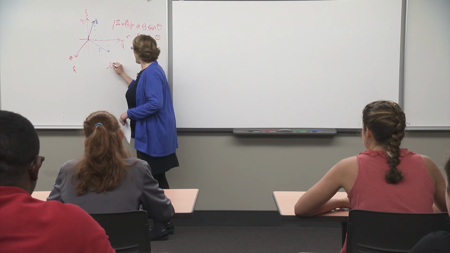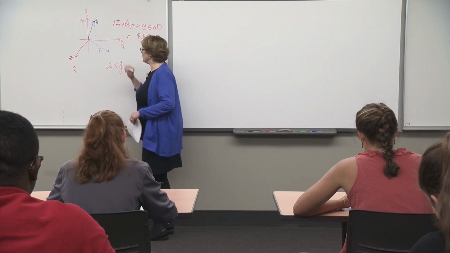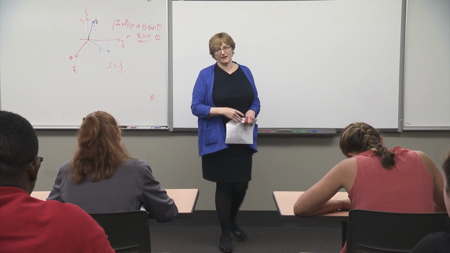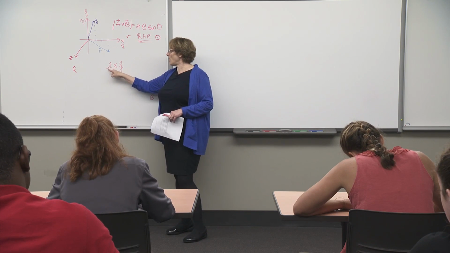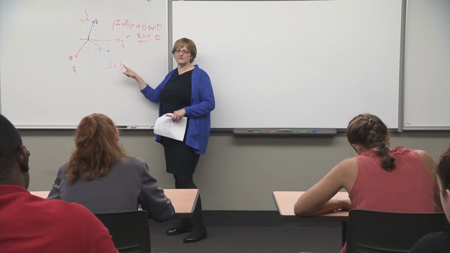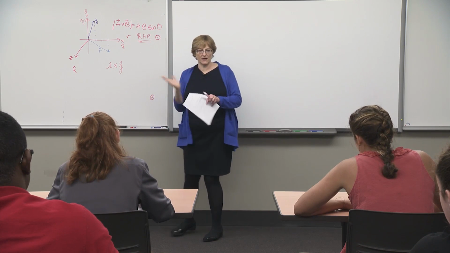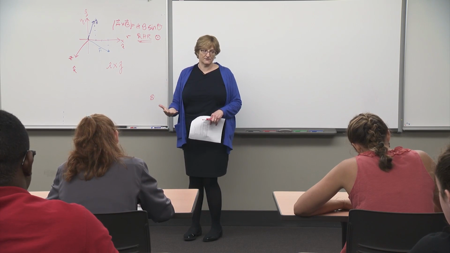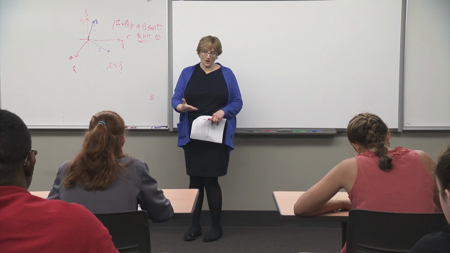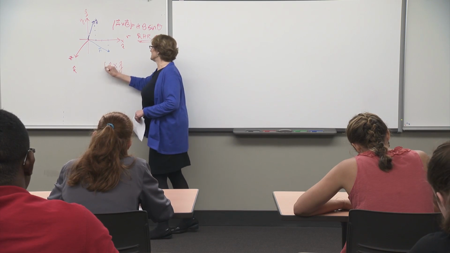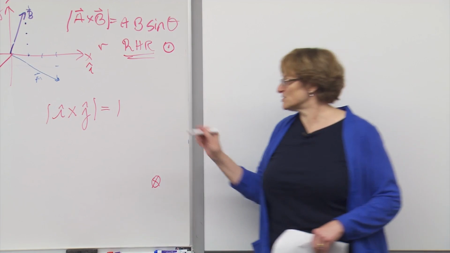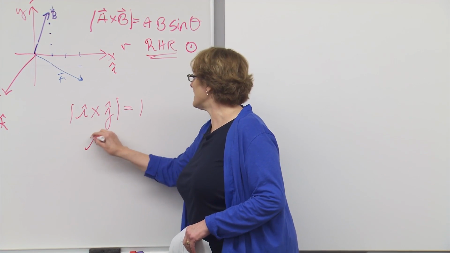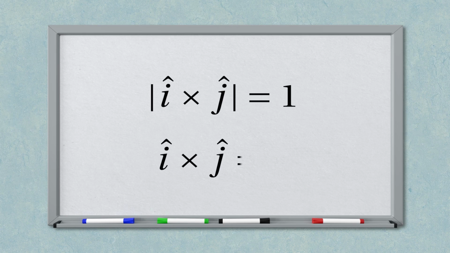Let's just review. i cross j. What is that? It has a magnitude of 1 times the sine of the angle between them. The angle between i and j is 90 degrees. The sine of 90 degrees is 1. So the magnitude of this vector is 1. What's its direction? Its direction is k. So i cross j is equal to k.